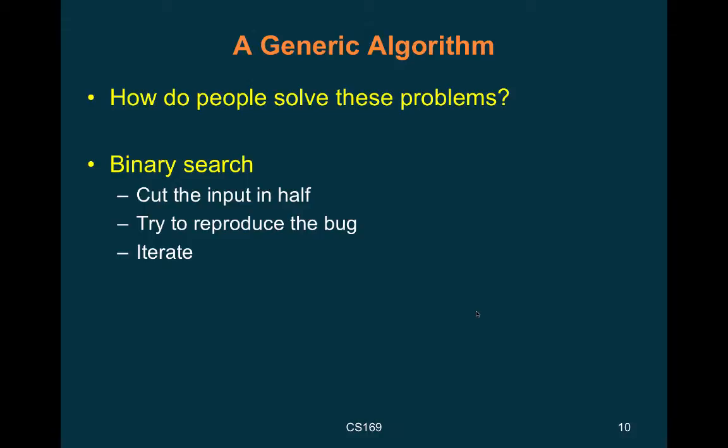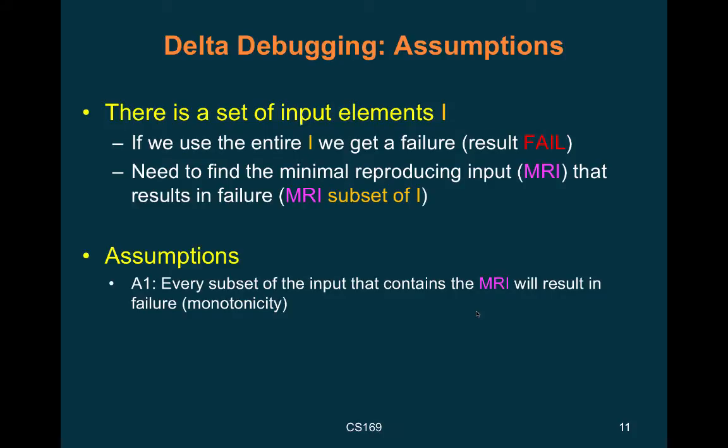This binary search works fine when you're looking for a particular number, but here we're looking for a much more complex kind of scenario, reproducing a bug. So I need to introduce some terminology and some assumptions here. I will be using this capital letter I to denote my inputs, or the set of input elements that we're giving to the program. And I'm going to be using this fail to say that given a particular input or subset of the input, I give it to my program and it reproduces the failure I'm looking for, the crash, let's say. And I need to find the minimal reproducing input.